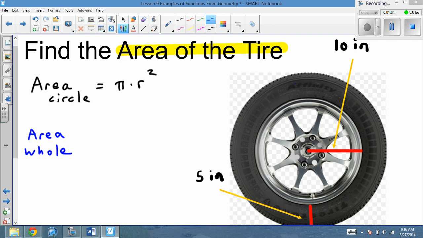The area of the whole wheel is going to be pi times the radius squared. Now, the thing we have to look at here is this radius of the rim is 10. If we add the 5-inch measurement for the tire, we would have 10 and 5. So the radius of the whole wheel is 15. So the area is going to be pi times 15 squared. 15 squared is 225. So if we don't want to round, we can leave this as 225 pi.